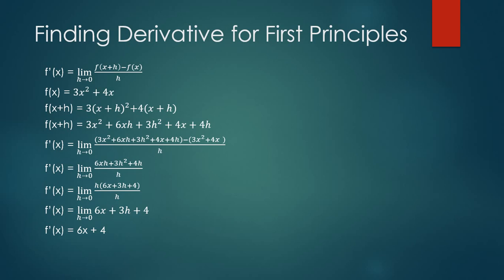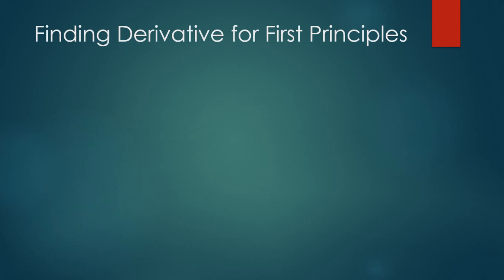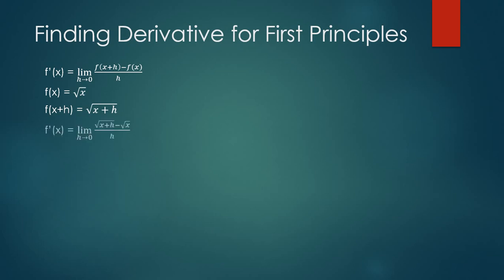Let's look at a more interesting example. So remember, that is how the derivative is defined. I want to find the derivative of the square root of x. So similarly as before, we have f of x plus h, which is just the square root of x plus h. So remember, replace the x with x plus h. Then plug that into our formula. We have the square root of x plus h minus the square root of x divided by h.